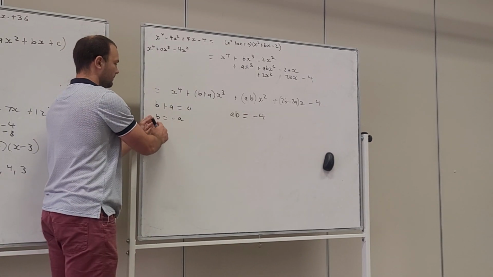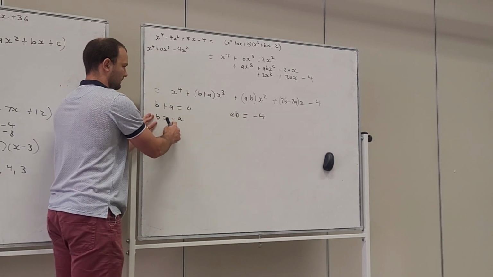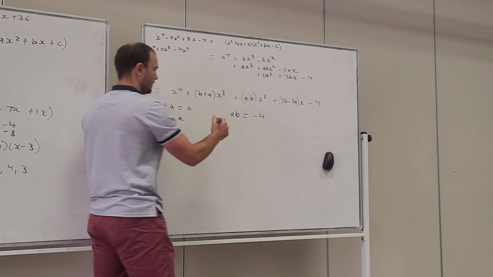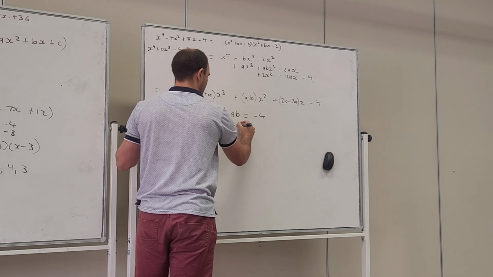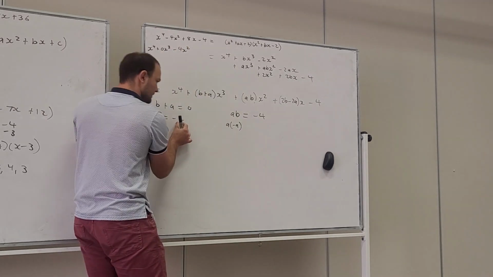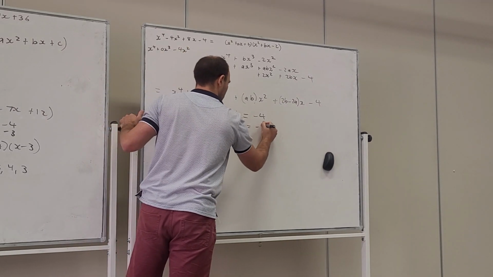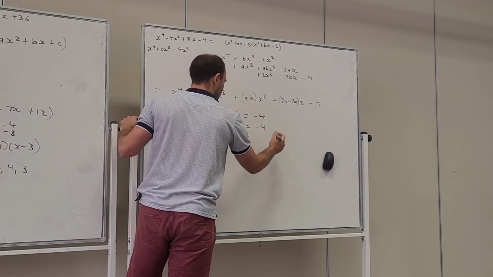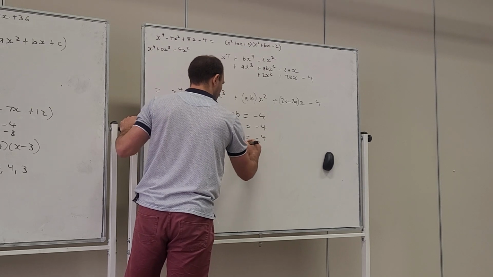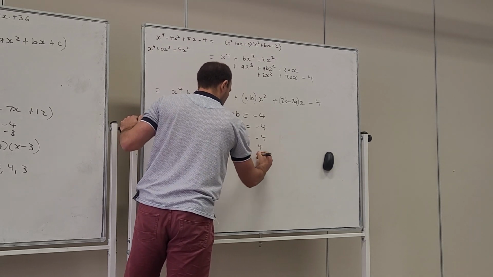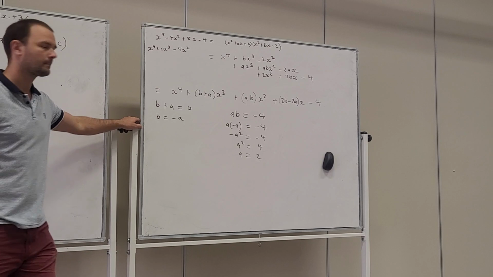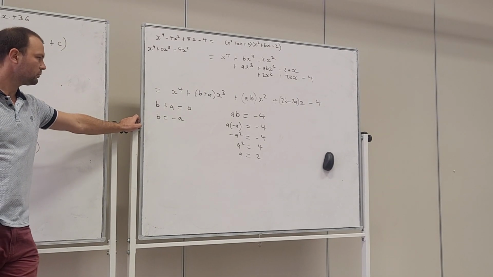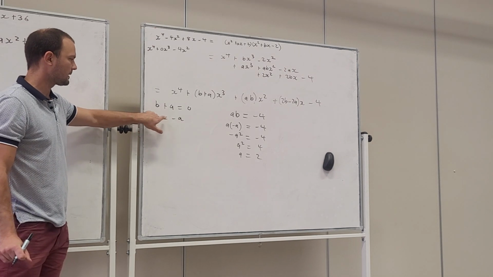Let's use this one. We have b equals minus a. So where I've got b up here, I'm going to substitute it for minus a. I have a times minus a. B is minus a, so I plug that there. Equals minus 4. So we have minus a squared is minus 4. A squared is 4, and so a is 2. If a is 2, then b is minus 2.